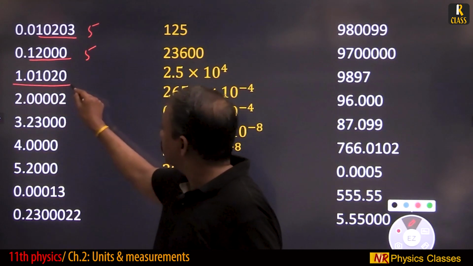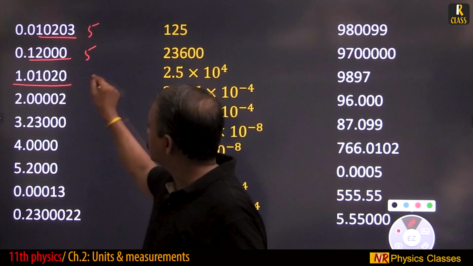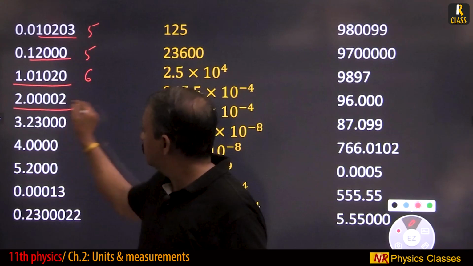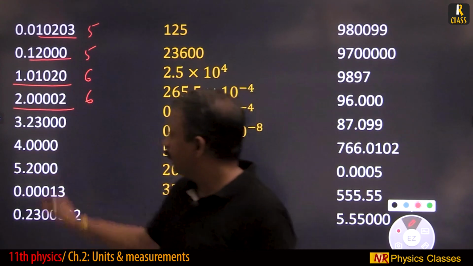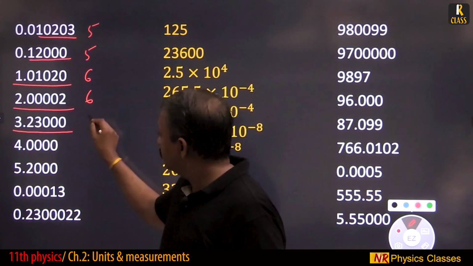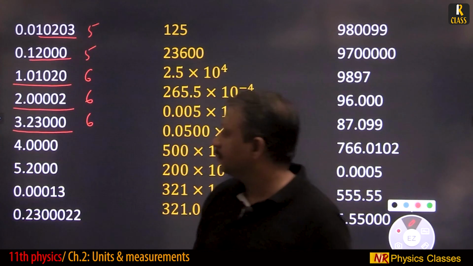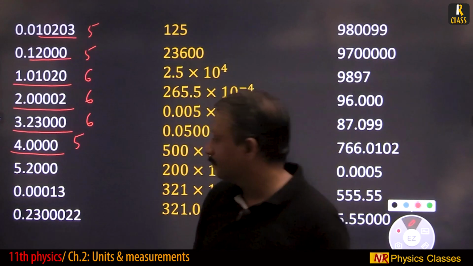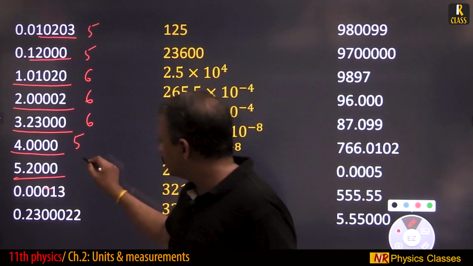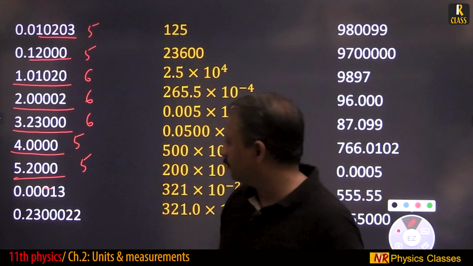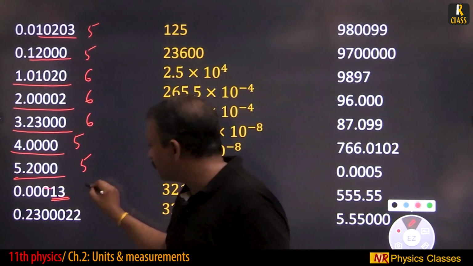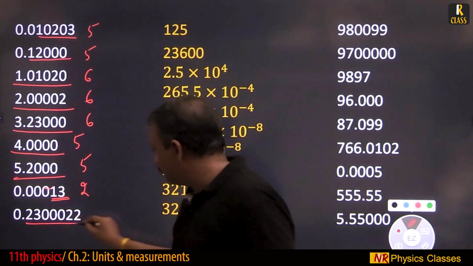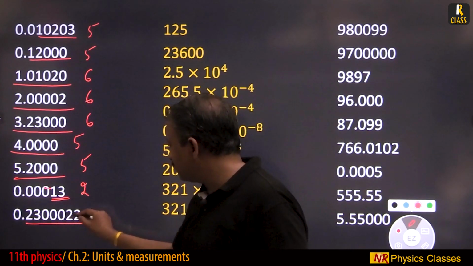All are significant. 1, 2, 3, 4, 5, 6. All are significant. 6 digits. All are significant. 6 digits. All are significant. 5 digits. All are significant. 5. Only these two are significant. 2. These are significant. 1, 2, 3, 4, 5, 6, 7.